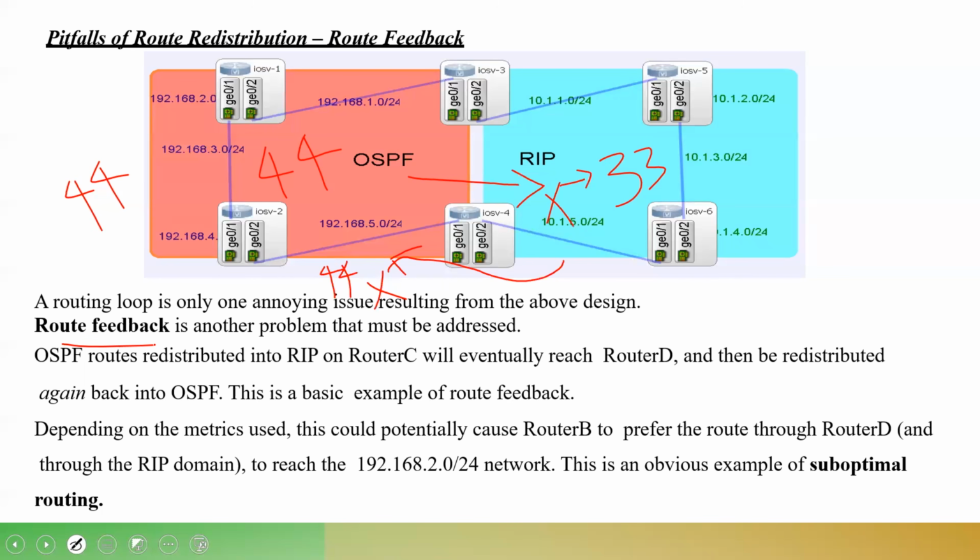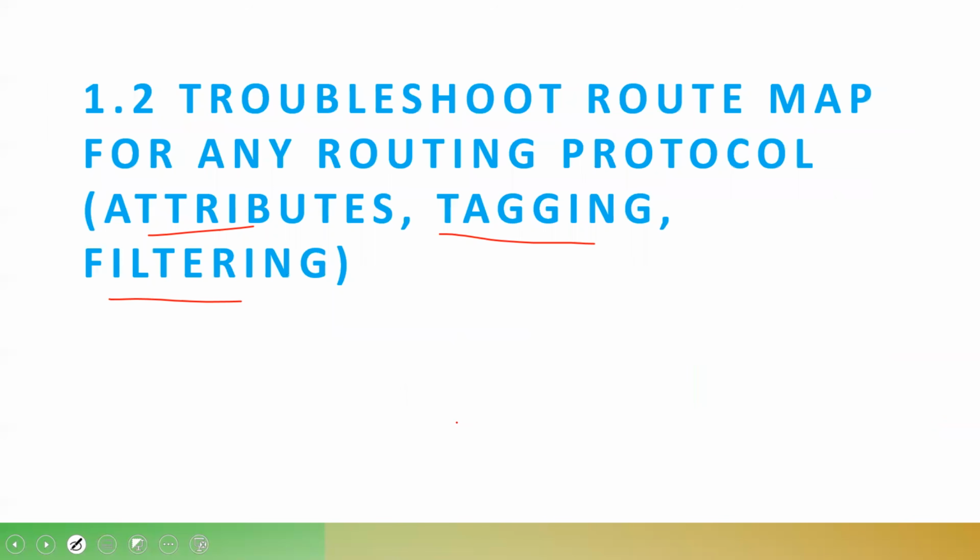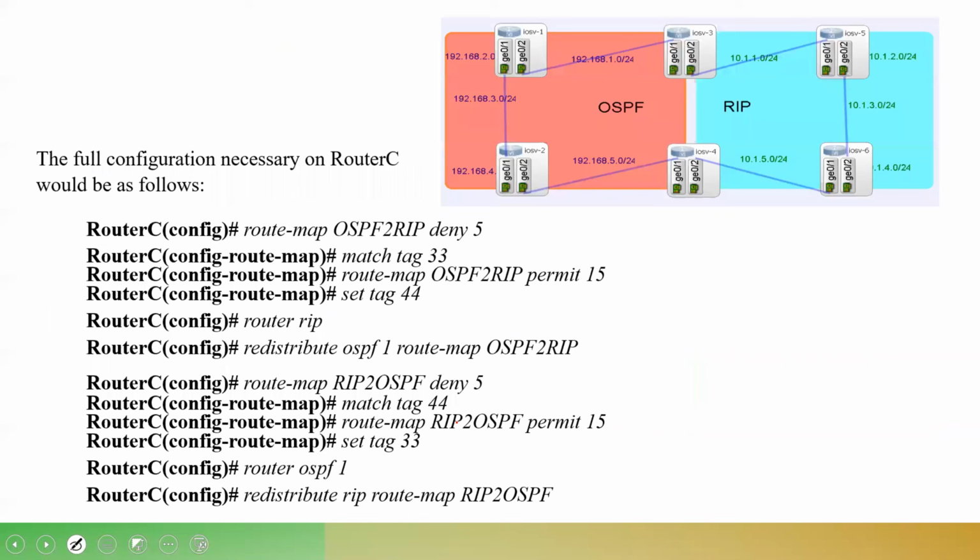Now, when we have the loop or suboptimal routing, sometimes it is termed as route feedback as well. You are getting the same route from the other domain. That is not good. So we are going to use this technique of tagging, but not only tagging, we can also set certain attributes. Not only the tag attribute, but we can set the metric values as well. We can also put some sort of ACL, access control list. And that's the whole idea behind this particular section 1.2.